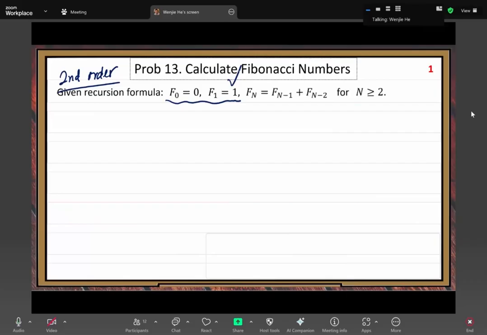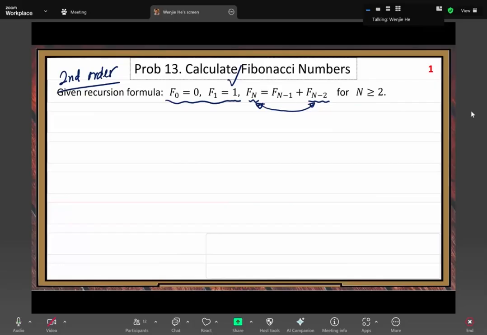So f sub n equals f n minus 1 plus f n minus 2. Here, how do we see the degree? Remember, on the left-hand side, the subscript is n. On the right-hand side, let's look at the smallest subscript. Then we take the difference of these two numbers. That is the order of the recurrence relation. So this is a very simple recurrence relation.